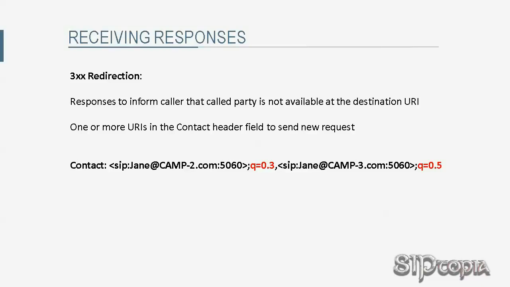There is a method to order the URIs that the caller may choose to use. The 3xx response Contact header field could include a q value, with each URI indicating its priority. The higher the q value is, the more preferred the URI. For example, if Tarzan called Jane at Camp 1 and received a 3xx response with the following Contact header field, Jane might be in Camp 2 or Camp 3, with Camp 3 being a higher possibility.